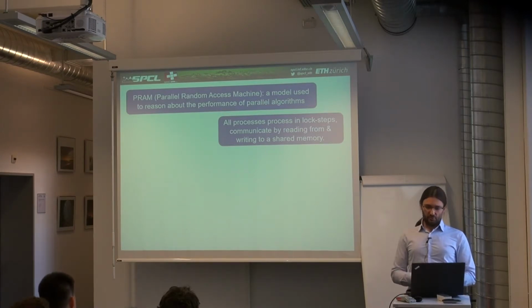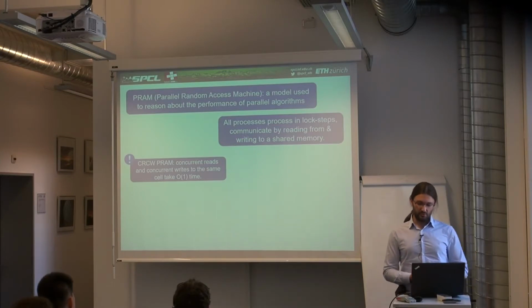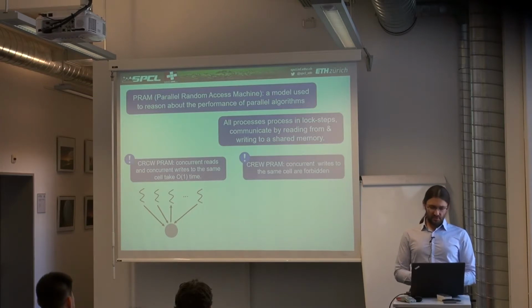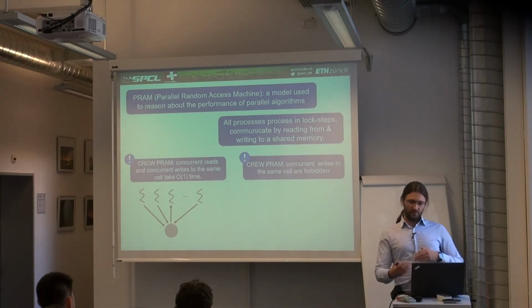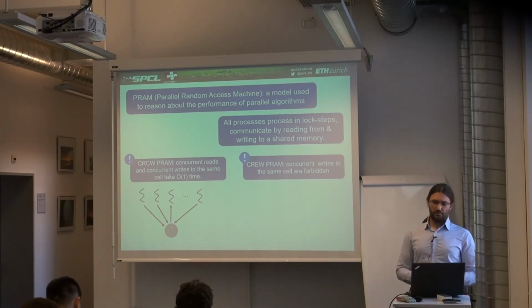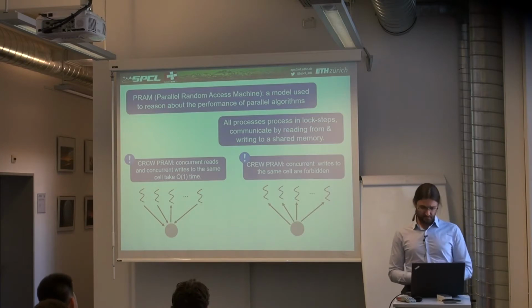And now we have two variants of this model that we consider. The first one is CRCW PRAM, which allows concurrent reads and concurrent writes to the same cell, taking O(1) time. So we can write to the same cell in constant time and read from the same cell in constant time as well, which is very simplistic. It's the most powerful of these PRAM models. So we can basically do any type of access to a given memory cell in O(1) time in a single lockstep. And then there is the other variant, the CREW model. This allows only concurrent reads to a single memory cell, and it prevents concurrent writes from happening at the same time. So we can only write to one memory cell in one lockstep.